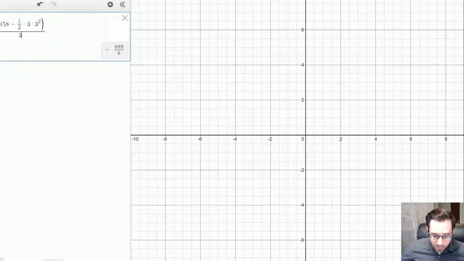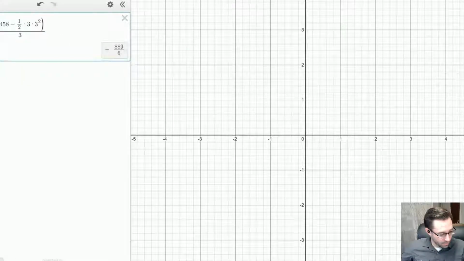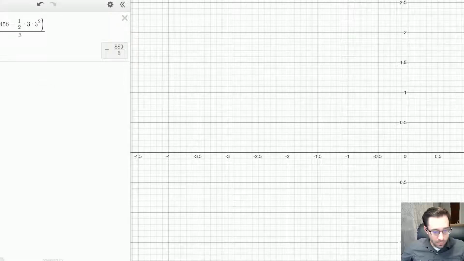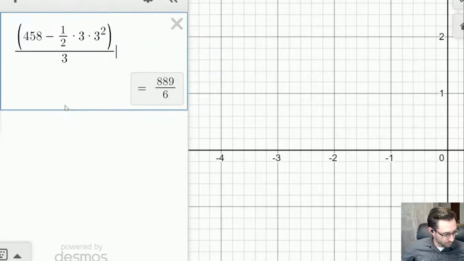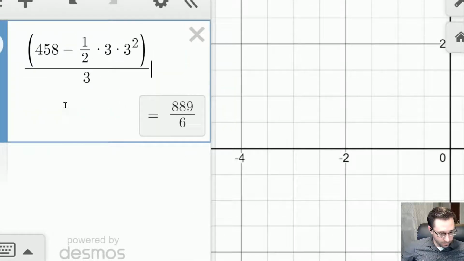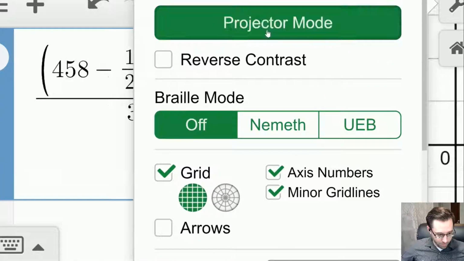So, let me see if I can. Of course I can't. Constructor mode.